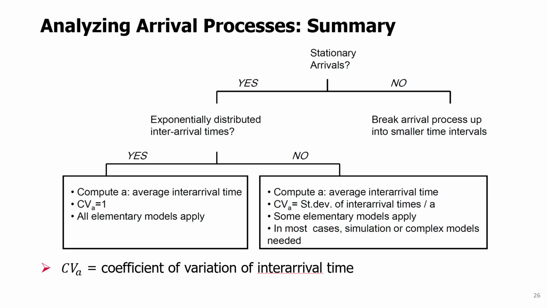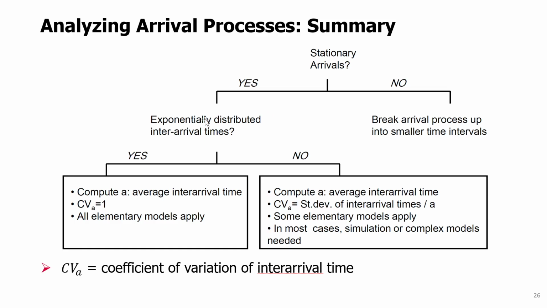We first check whether the process is stationary, whether the arrivals are stationary. If they are not stationary, you have to break the arrival process into smaller time intervals and go back with each interval to this point to make sure it is now stationary. So basically, we need to create small enough intervals to have the process stationary.